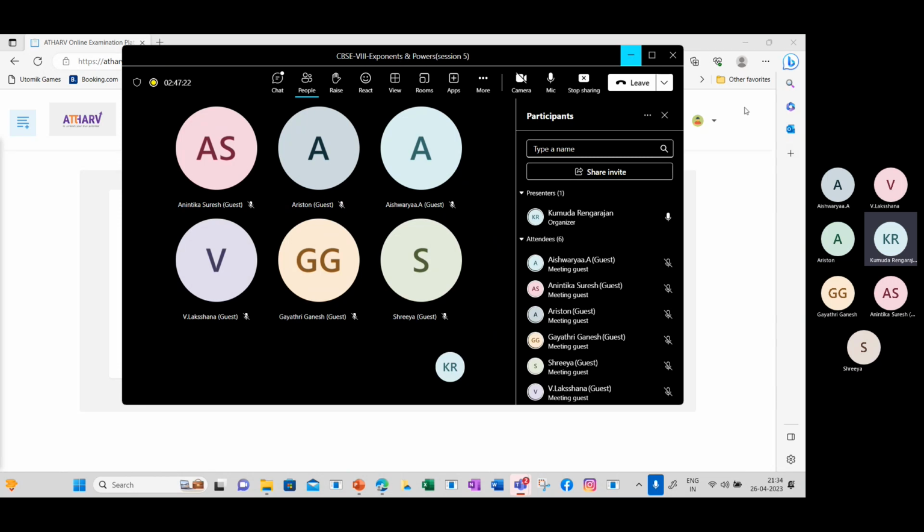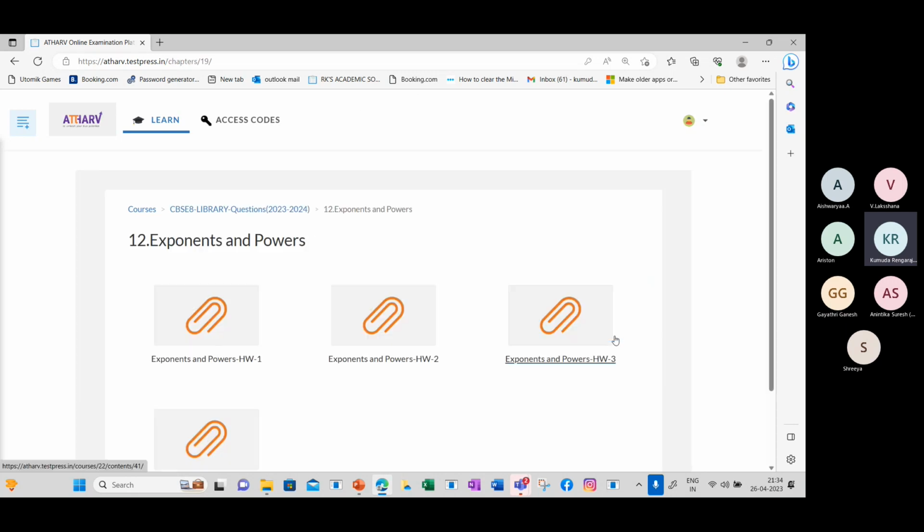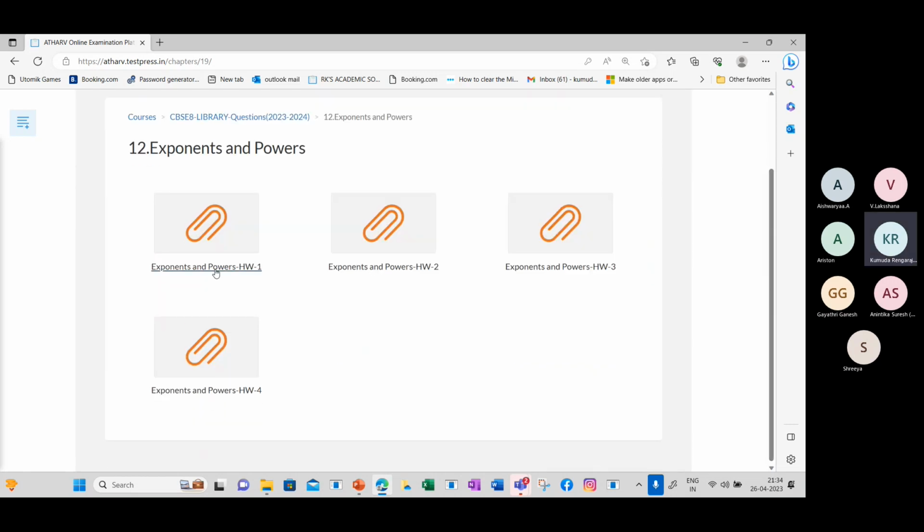Lakshana and Gayatri, since you both are new, are you able to follow what I'm saying? Here you can see the two chapters, rational numbers and exponents and powers. If you tap on the contents against exponents and powers, you can see I have uploaded some assignments: exponents and powers, homework 1, homework 2, homework 3, and homework 4.